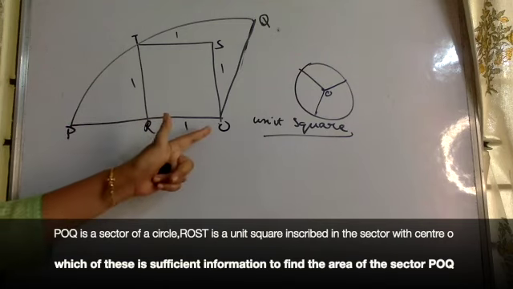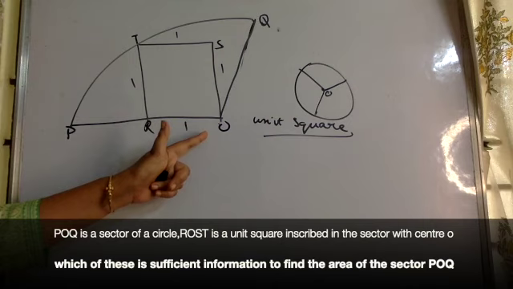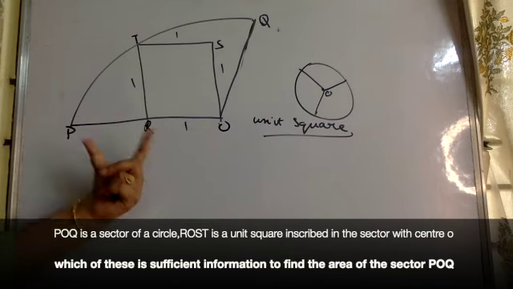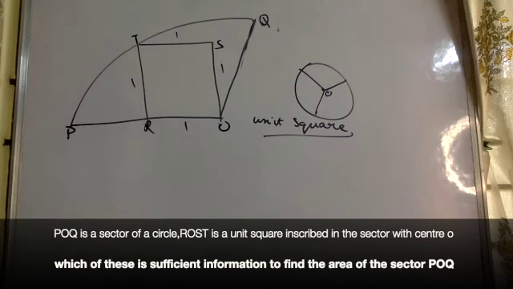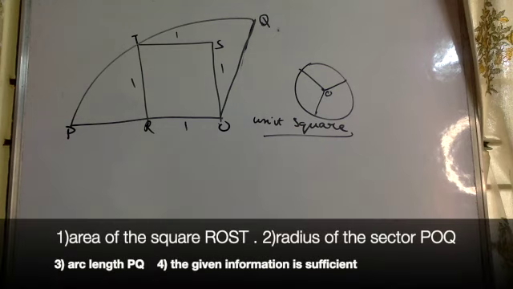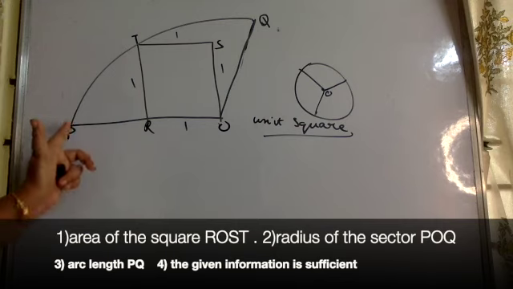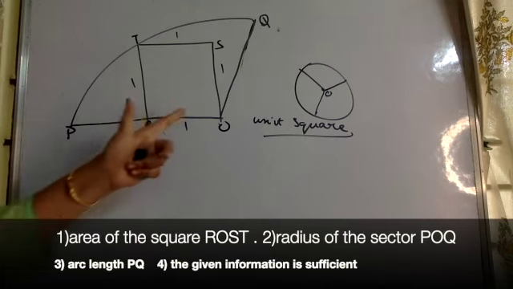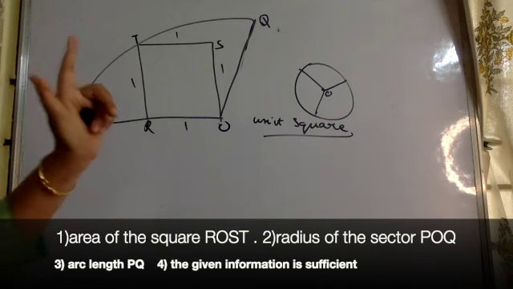The diagram is a little not that well drawn. So do we need OP to be given to us, or do we need the radius of the square to be given to us, or the arc length of PQ? That is the third option that should be given to us, the arc length of PQ. When they say arc length of PQ, they mean this length. Or the given information is sufficient. Now in the information, all that they have given us is it's a unit square and this is a sector, nothing else. O is the center of the circle.